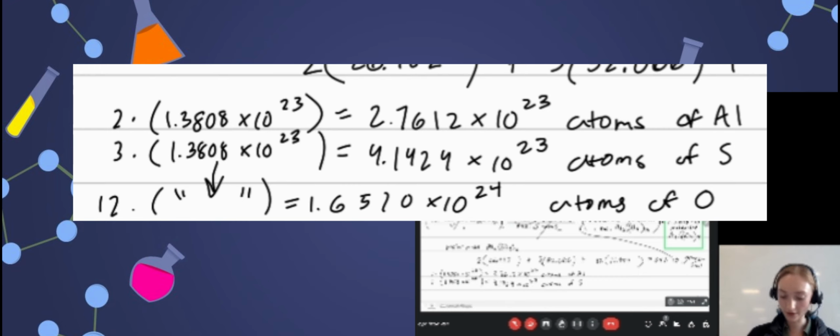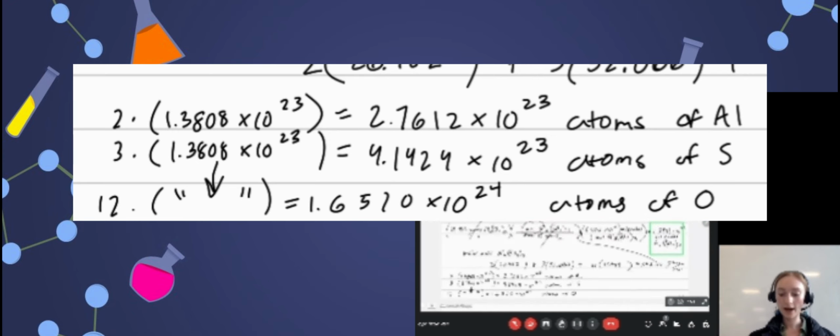And similarly for oxygen, 12 times the same thing. I'm just going to put it in parentheses for now to signify the same number here. Times 12 is 1.6570 times 10 to the 24th atoms of oxygen. So that's this whole problem worked out.